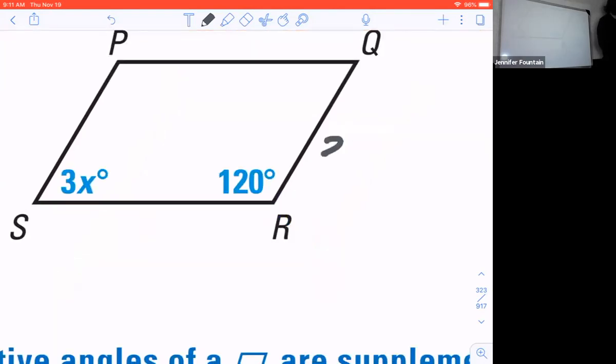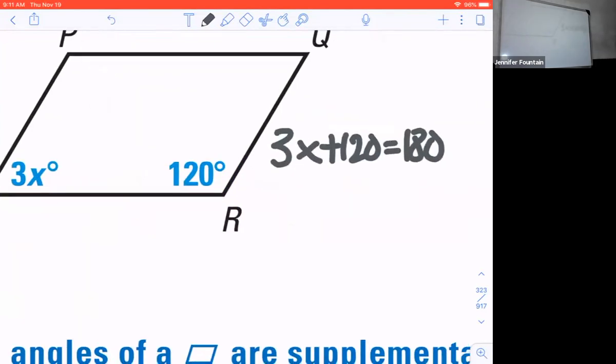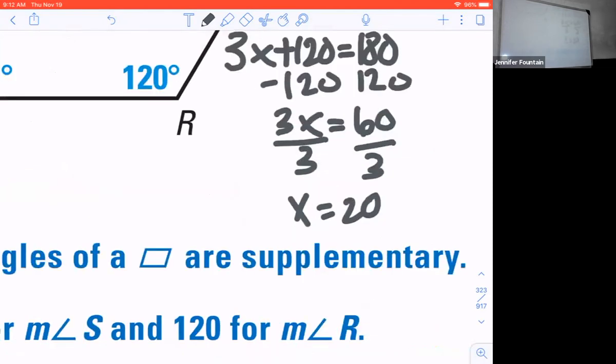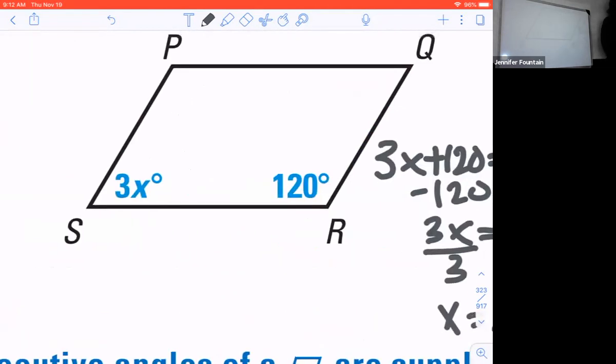So if I add 3x plus 120, that equals 180. Remember, consecutive angles are supplementary. So 3x plus 120 is 180, subtract 120. So 3x is equal to 60, divide by 3, divide by 3, x is equal to 20. So now I found that x is equal to 20. What does that mean the measure of S is?